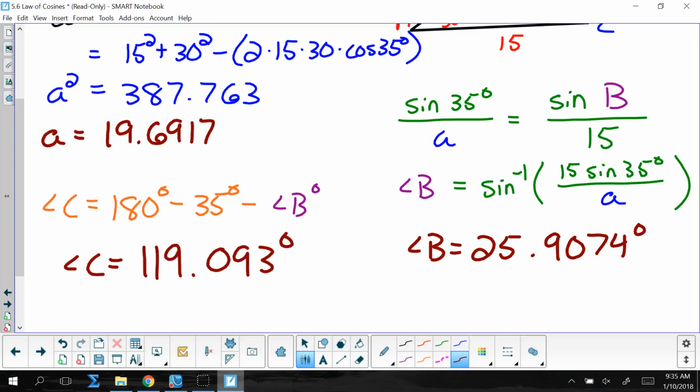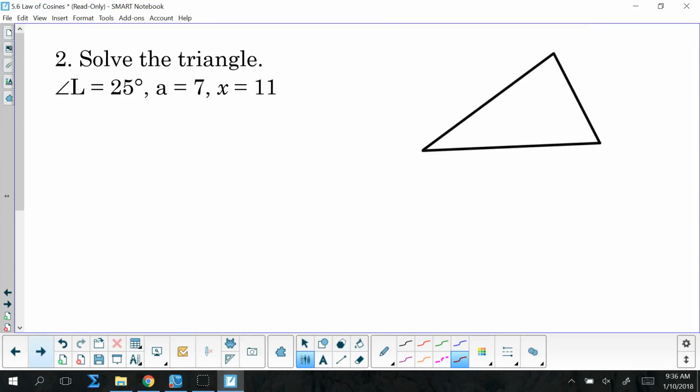Now, if I wanted to round to 1 decimal place or 2 decimal places, now I would round. Okay? I wouldn't round anywhere before this because we have to use it all the way through. What would you want us to round to? 1 or 2. Preferably 2. Okay? I would like you to now try number 2.